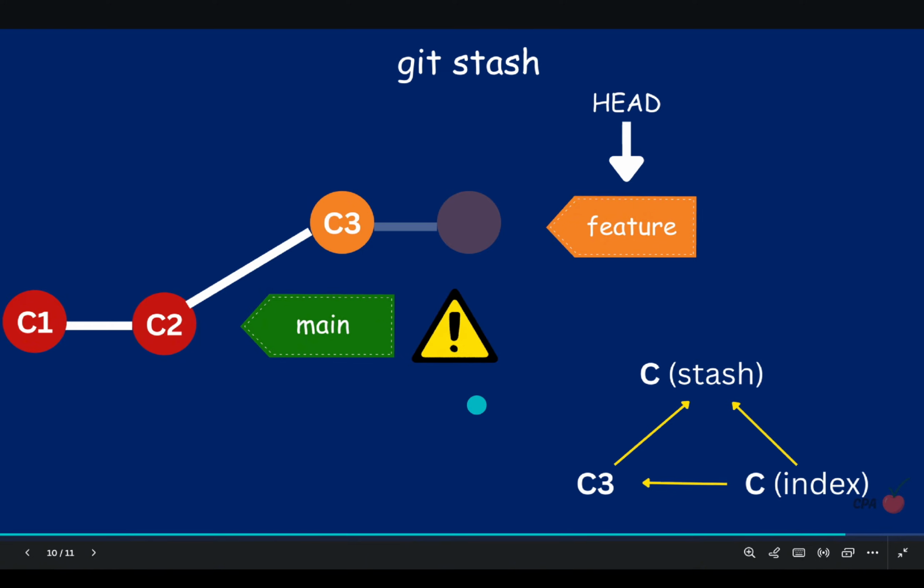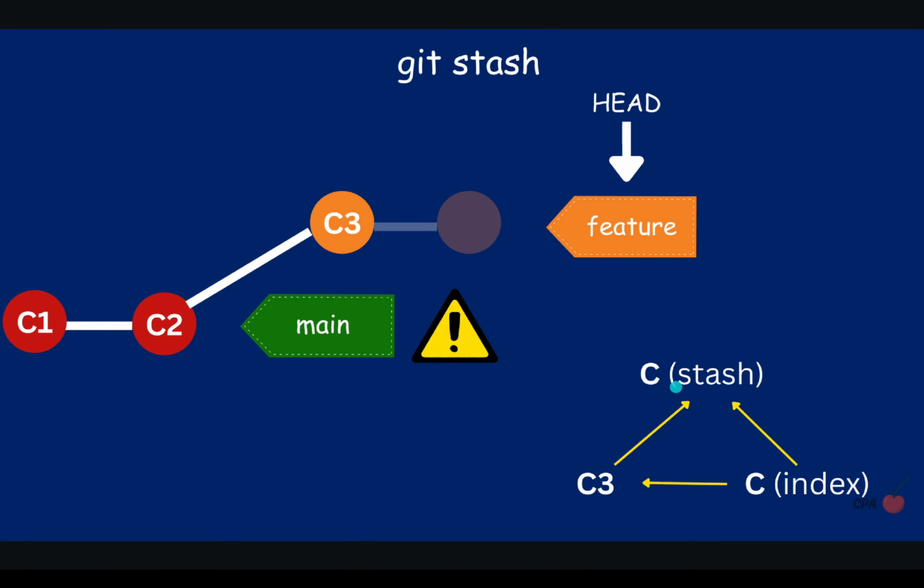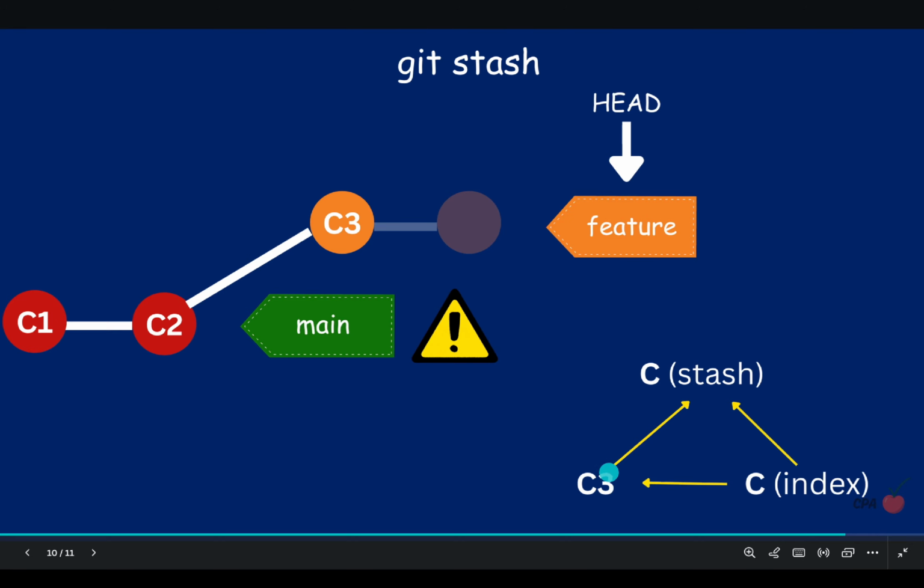Now, when we type git stash, Git makes 2 new commits. One commit, here referred to as C index, is the commit that is related to the staged files, and the other one is the final stash commit, which is basically a merge commit from the HEAD, from C3, and from the staged changes. And a reference to this stash commit is saved in this place, refs/stash.